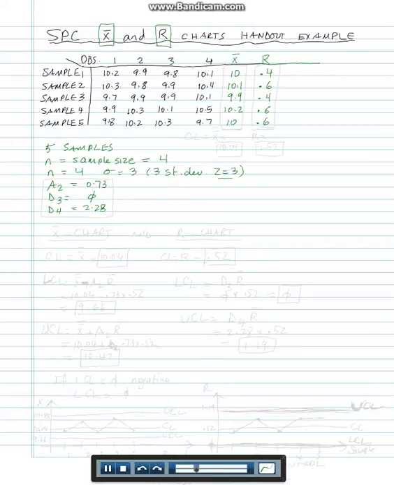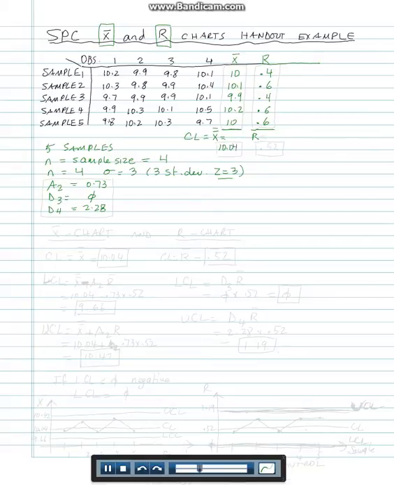Once you do that for all samples, you know that the center line is always the average of the measure. So for the X-bar chart, it's going to be the average of the averages, the grand mean, if you will. And for the R chart, it's going to be the average of the R. So you take 10 plus 10.1 plus 9.9 plus 10.2 plus 10 and divide it by 5 samples.